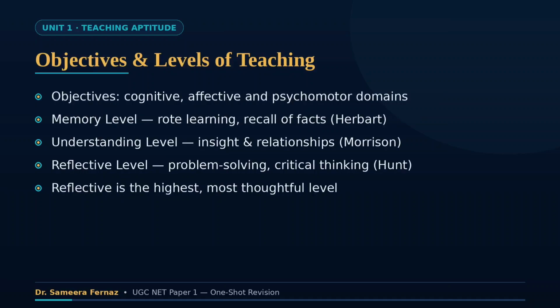Now, objective and level of teaching. Teaching works on three areas: thinking, feeling, and doing. Now the three levels. Memory level is simple rote learning. Understanding level is a grasping of relationships. And reflective level is the highest, real problem solving and critical thinking. Easy order to remember: memory, understanding, reflective, low to high.